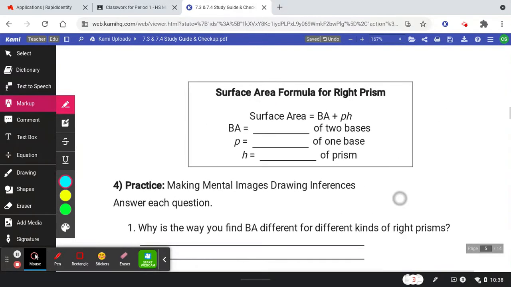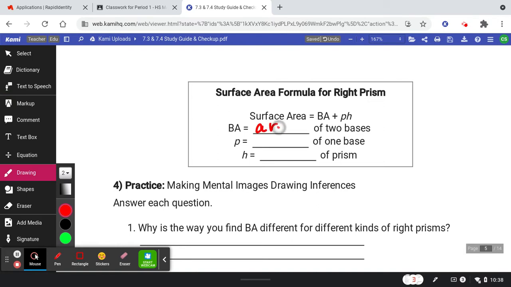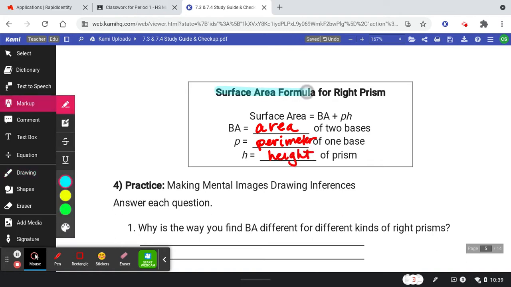So what do these stand for? We've got BA being the area of two bases. P is the perimeter of one base. And H is the height of the prism. This is going to be your formula for the surface area of a right prism.